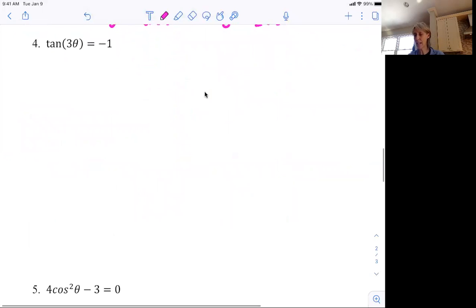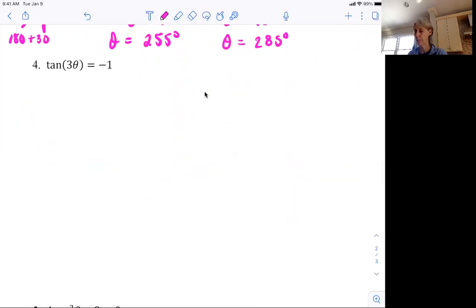Let's look at tan of 3 theta equals negative 1. Again, I have a multiplier, right? So we're going to let A equal 3 theta. Tan A equals negative 1.